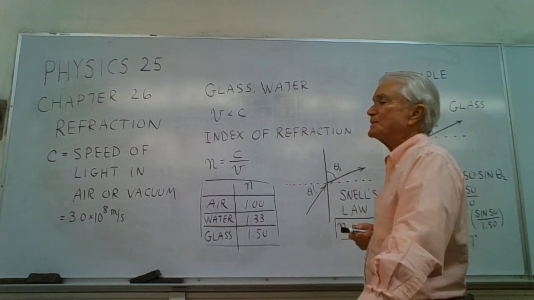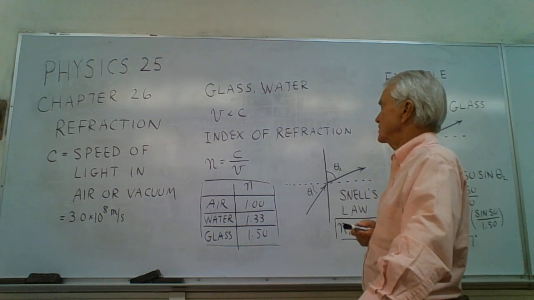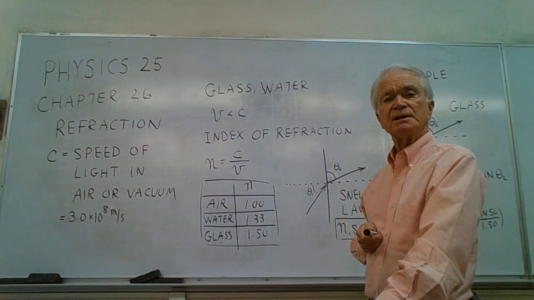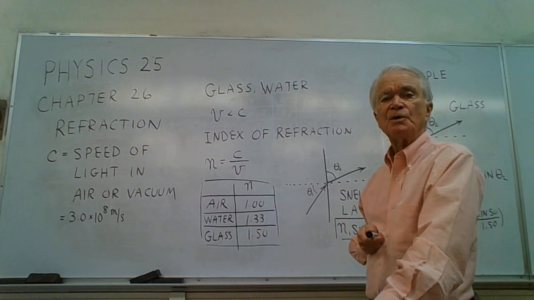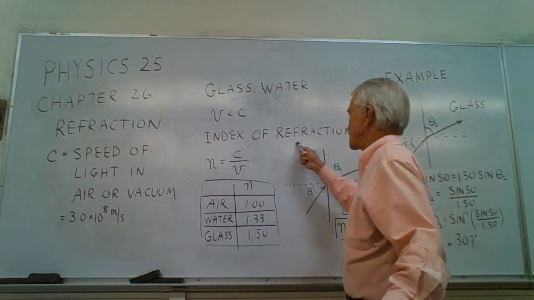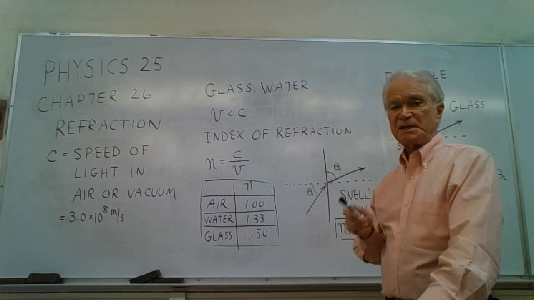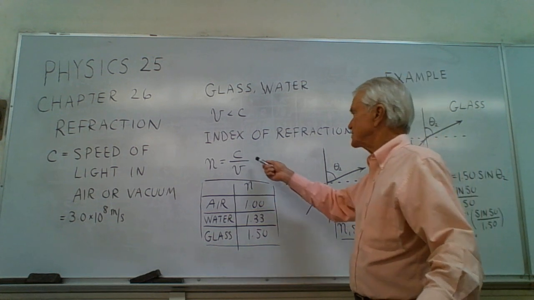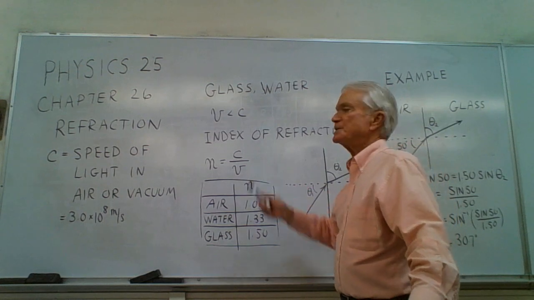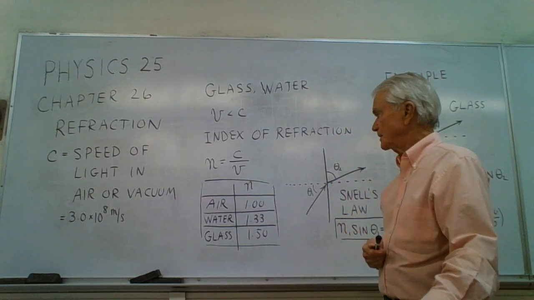And to determine what that speed is, we can use the following equation, which really is the defining equation for a property of materials called the index of refraction. It's defined to be that ratio, the speed of light, which is the largest speed light can have in a vacuum, c, divided by the speed of light in the particular medium.